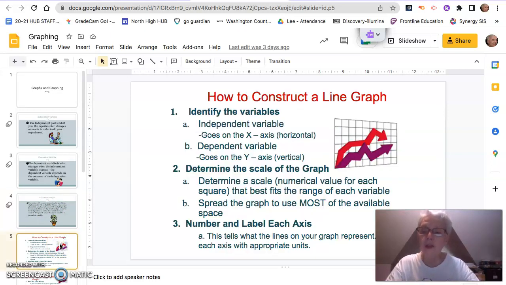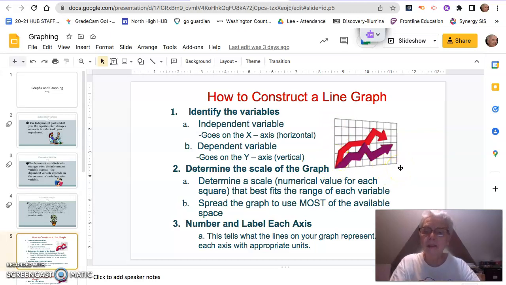So how do we construct just a line graph? Line graphs are what we're going to talk about first, and then we'll move to the others. So first you have to identify the variables. Remember, your independent variable is going to go on your x-axis, which is your horizontal axis, and your dependent variable is going to go on your y-axis or your vertical axis.